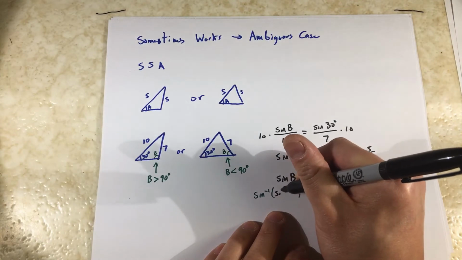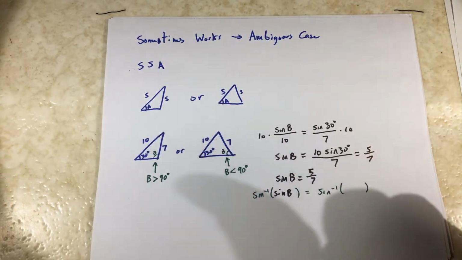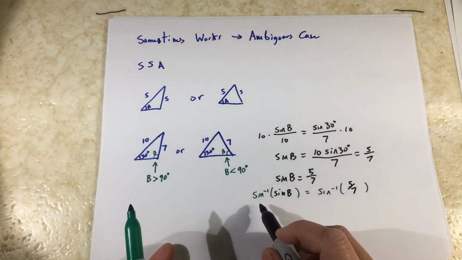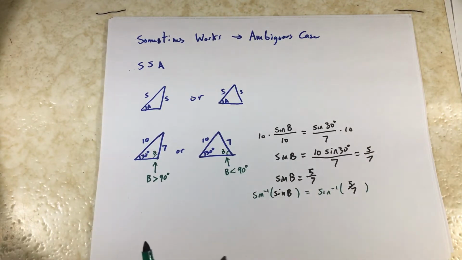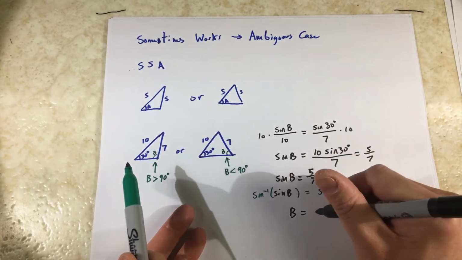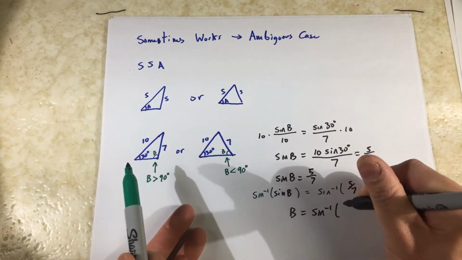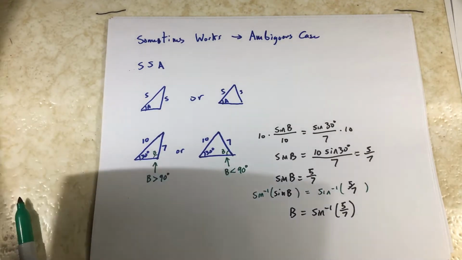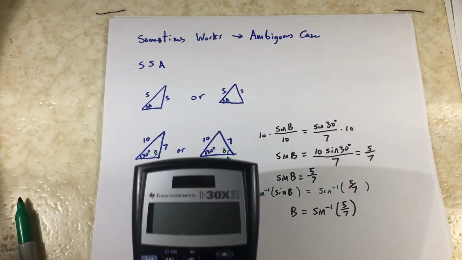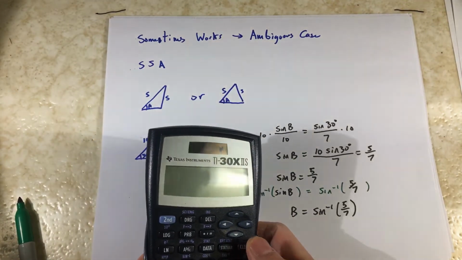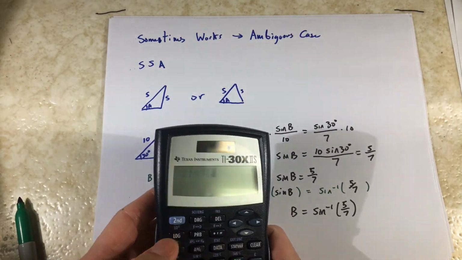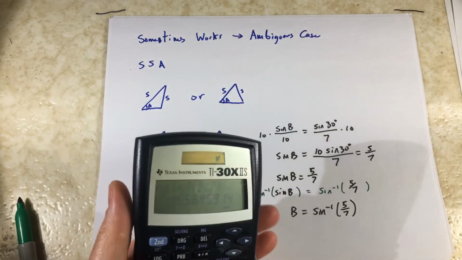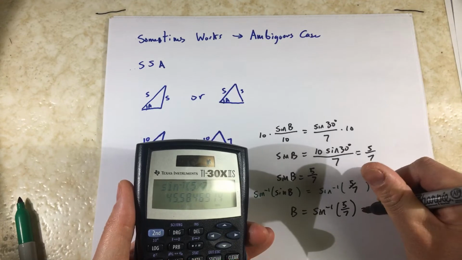This is sine B, and this is 5/7. Sine inverse of sine basically just gives you B. So B is equal to sine inverse of 5/7. Let's plug that in. Sine inverse of 5 divided by 7 is 45.6 degrees.